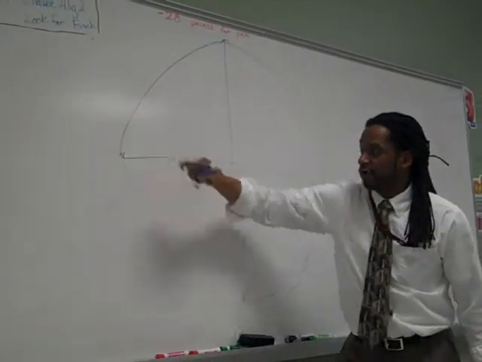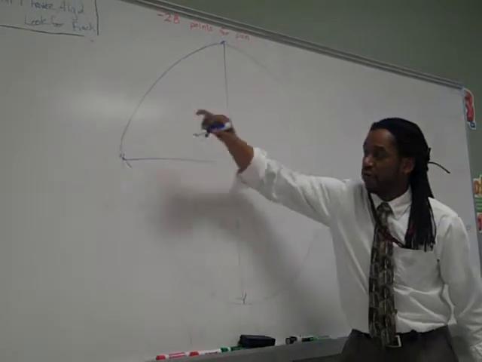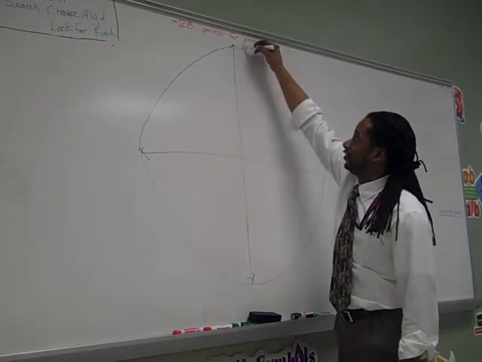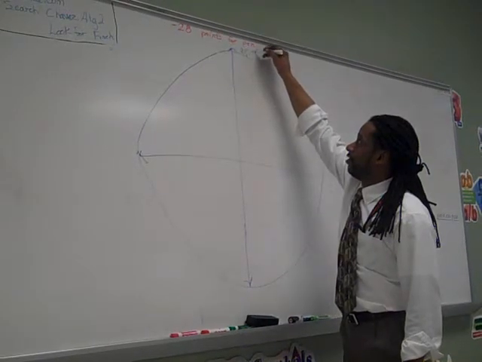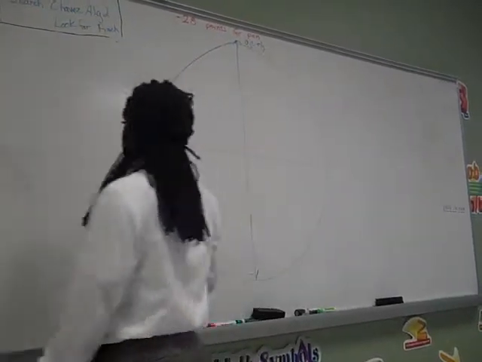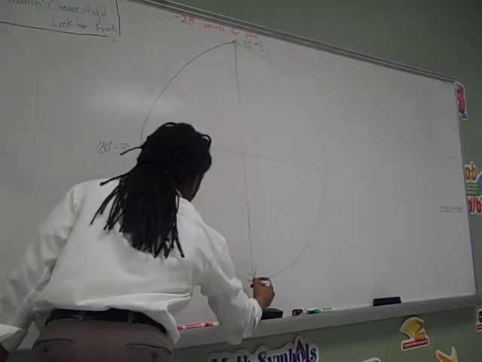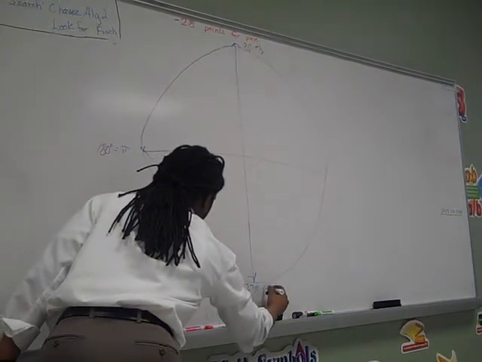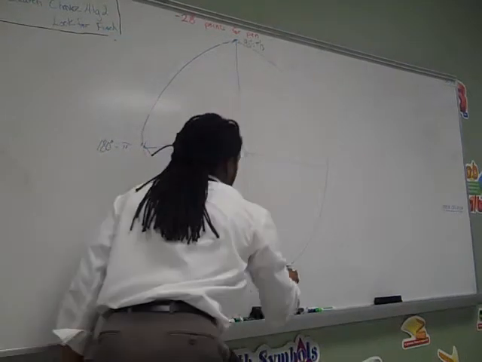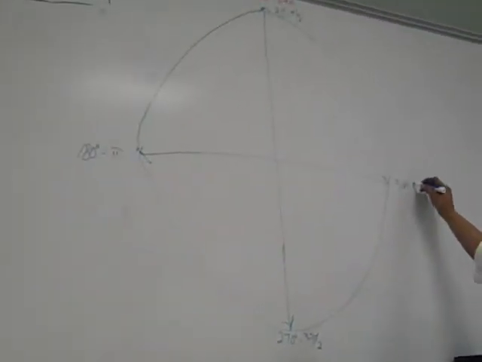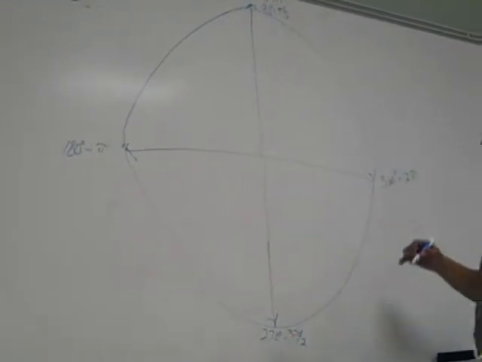Now, based on what we already know, what points or what values do we know? 90, which is pi over 2. Pi over 2. What else? 180 is equal to pi. 270 equals 3 pi over 2. And 360 equals 2 pi. Okay. Now, we said the easiest way to cut things up is to do what with it?